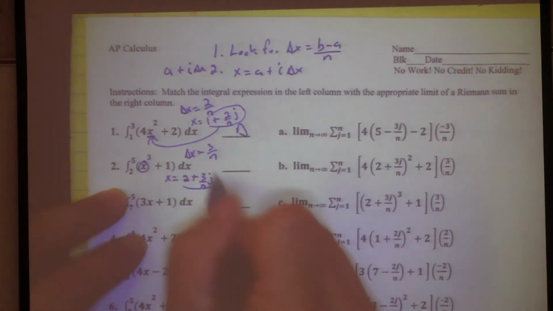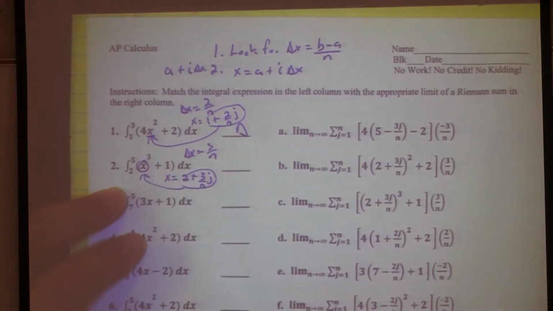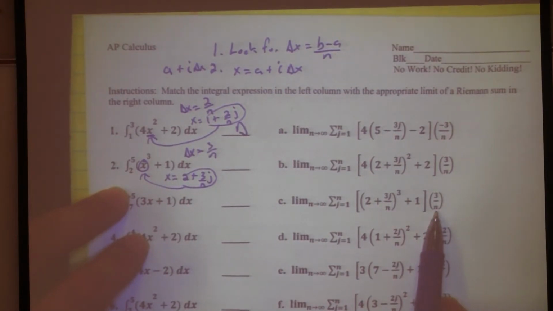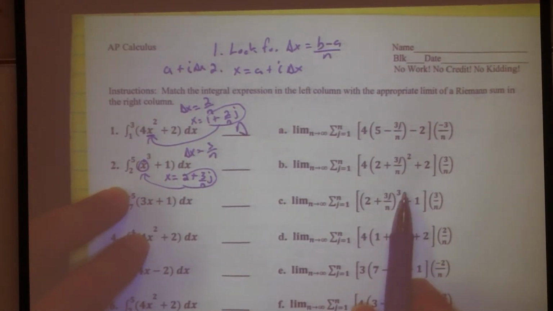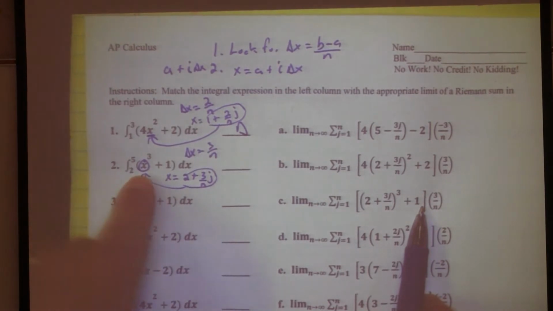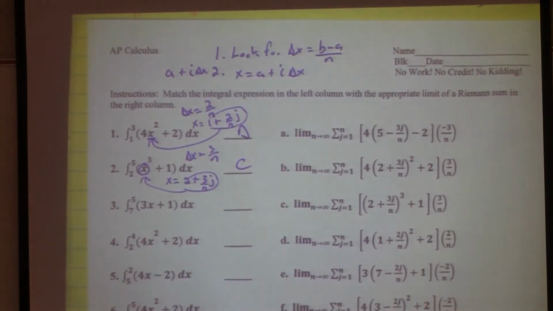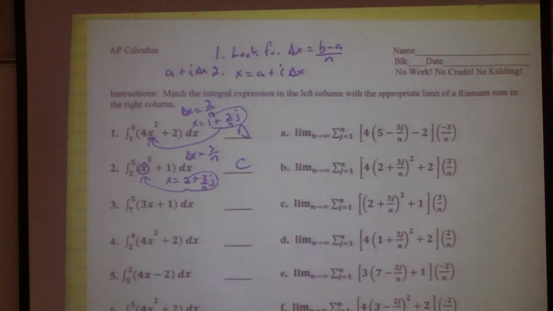So all of this has to go right there. So which one matches with that one? C? Yeah. Got the 3 over n out here. 2 plus that to the third plus 1. Plugging in x. Perfect. So it's letter C. Get the hang of it?